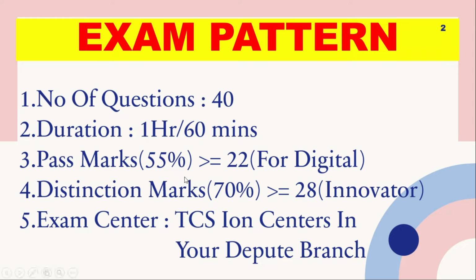So if you are planning for Digital also, you must target the distinction because it will be helpful for the Innovator role. Don't assume that articulation is very simple and keep away from effort. Put in all your efforts. I have seen most associates fail to clear it even after 2 or 3 attempts. So put in your maximum effort to clear it with a pass or distinction in this course. The exam centers are TCS iON centers in your DEBUT branch.